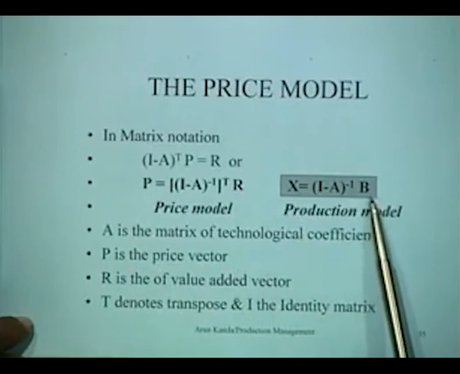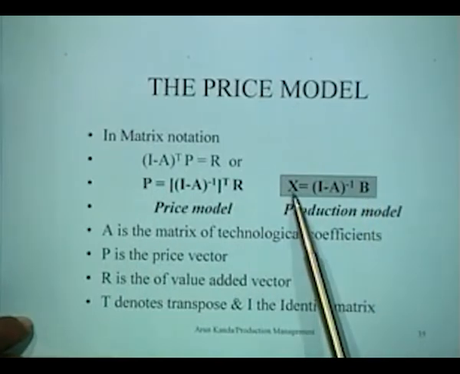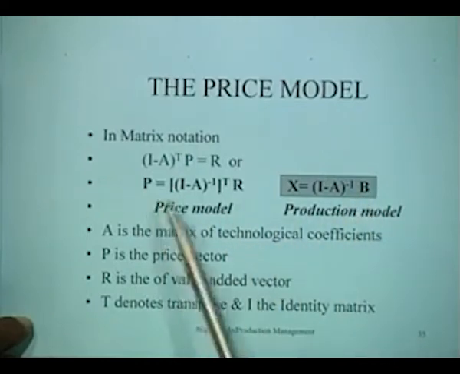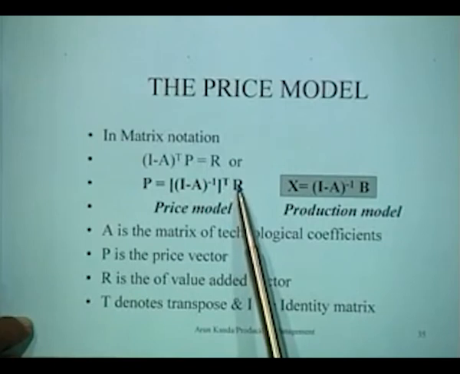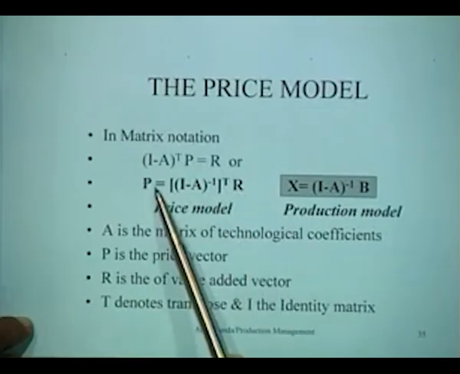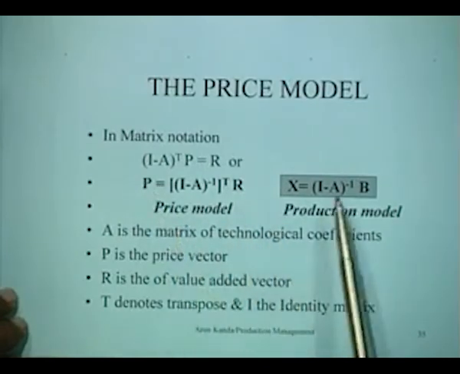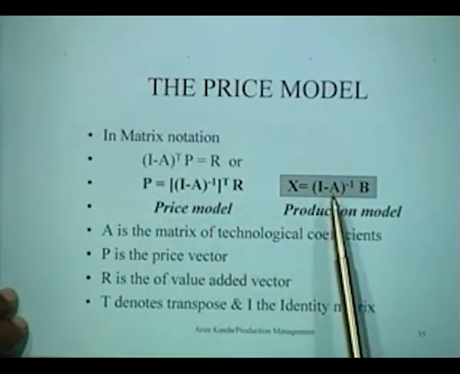This was the production model which we studied a short while ago, in which you are calculating the production quantities as a function of the exogenous demands B of the products. Now, here, knowing the value added, you are calculating the prices in the economy.